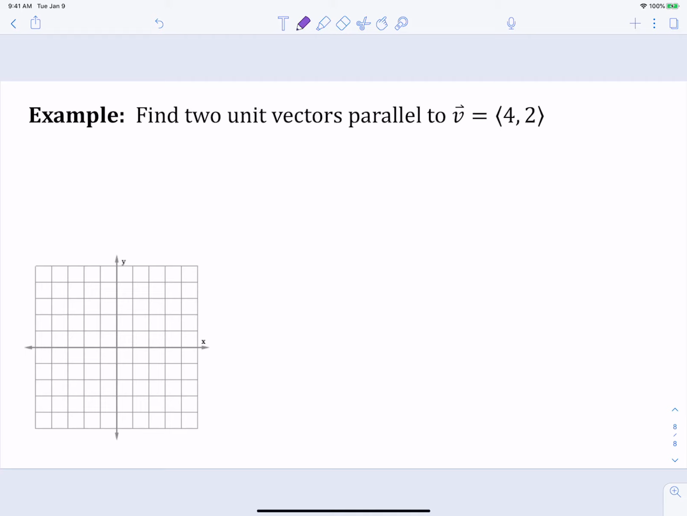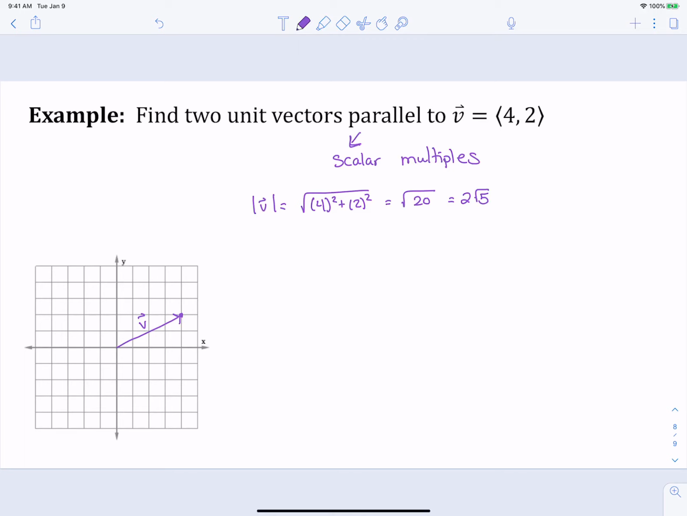So lastly, we've got an example here. We want to find two unit vectors that are parallel to the vector that we've been looking at here. Vectors are parallel if they are scalar multiples of each other. So any scalar multiple, positive or negative, of v is parallel to v. So remember v is this guy right here. Right now, its magnitude is 4 squared plus 2 squared, so we end up with that darn square root of 20 again, or 2 square root of 5.